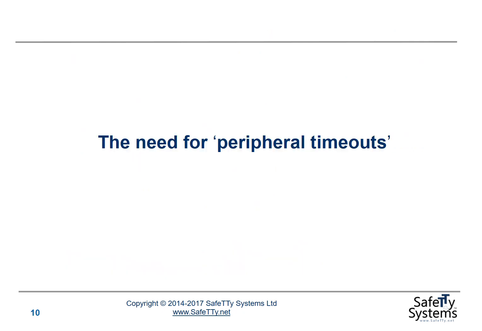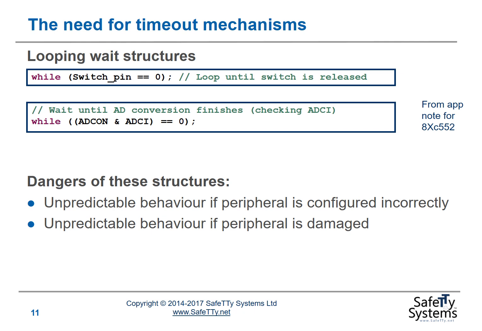There are other matters we need to consider with peripherals, including the need for peripheral timeouts. Here's just a couple of examples. Here we're waiting for a switch pin to be released. Here we're waiting for an analog to digital conversion to complete.